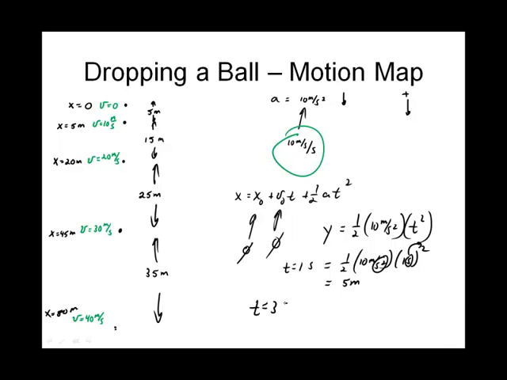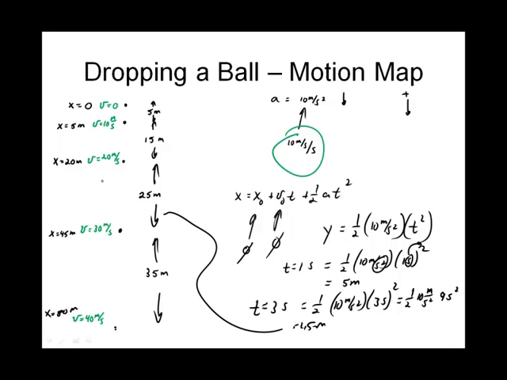At t is equal to 3 seconds, I get 1/2 10 meters per second squared times 3 seconds squared. That's 1/2 10 meters per second squared, 9 seconds squared. That's 45 meters, which is exactly what I got at this time right here, 3 seconds. So you can see that that works out just fine for finding my position and my velocity.